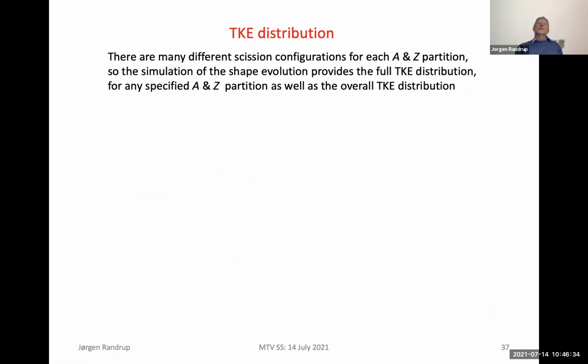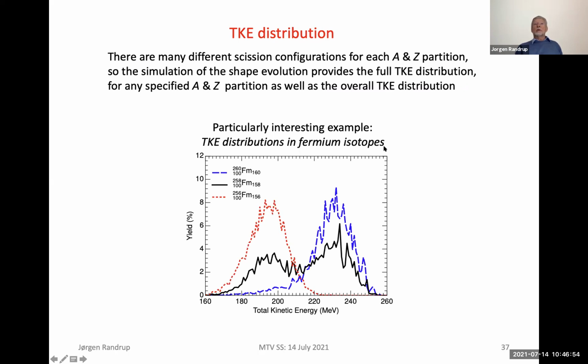Of course, what I showed was just the mean kinetic energies, but for each and every diffusive evolution, we get one scission configuration and one TKE. So we get a whole distribution of such values for each mass split or the overall one. And let me just show one example here. This is for some fermium isotopes, fermium 256, 258, and 260. And what you see is, here's a typical scission configuration for the 256. It is rather elongated, therefore the kinetic energy is fairly low, and they are relatively highly excited.